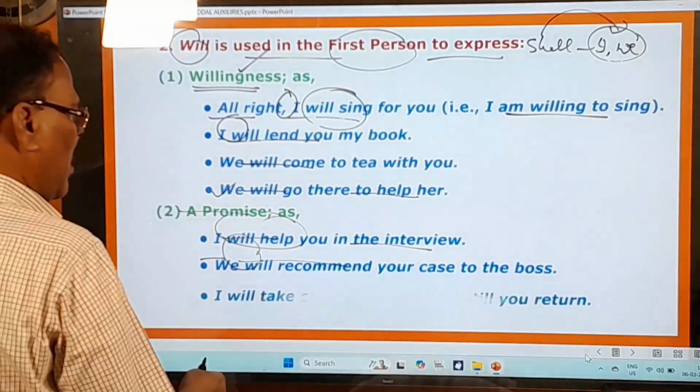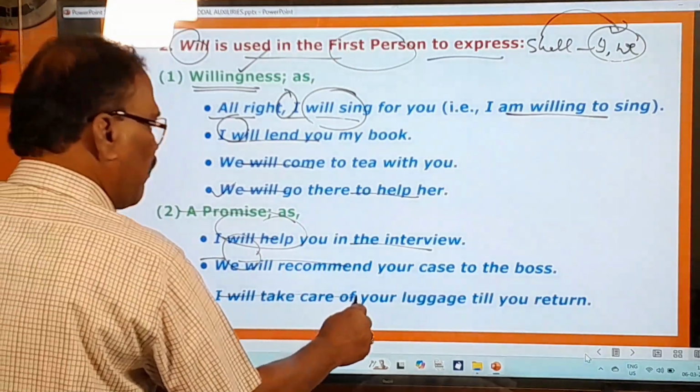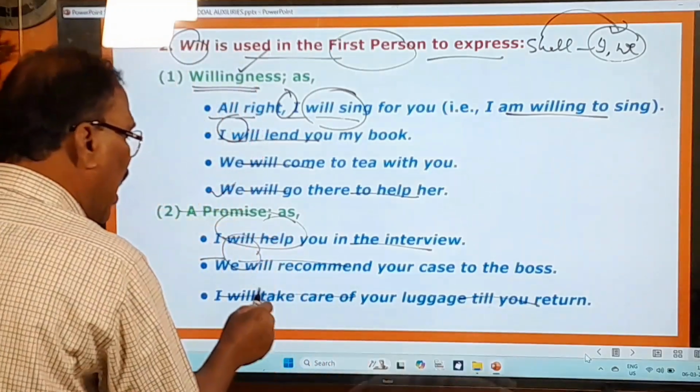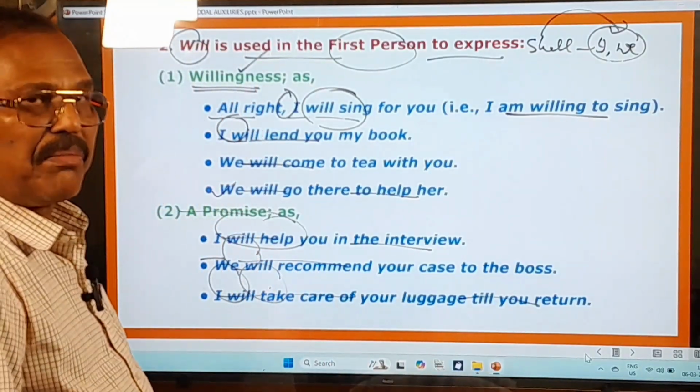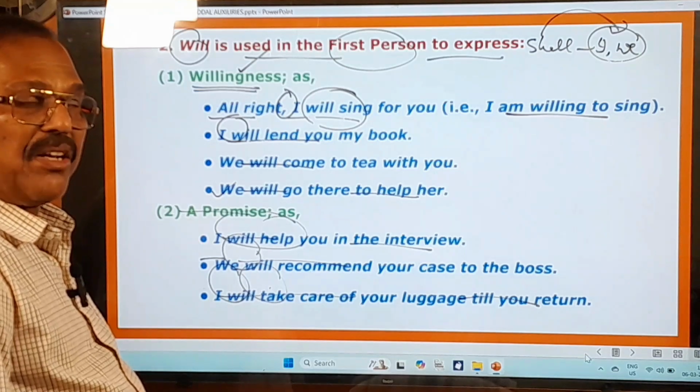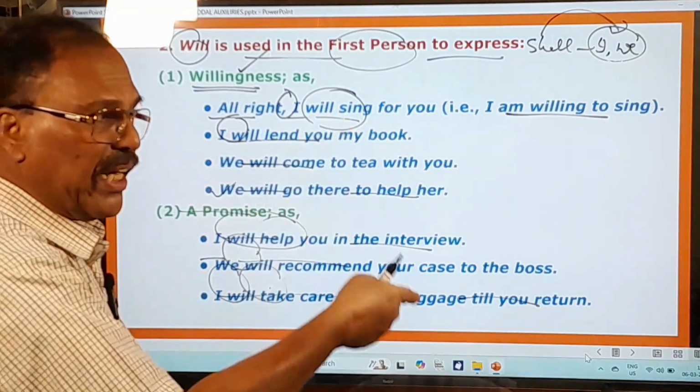Okay, you can understand this sentence. I will take care of your luggage till you return. I will take care. You are making a promise. You are making a promise to that friend and you say, till you return, I will take care of your luggage.